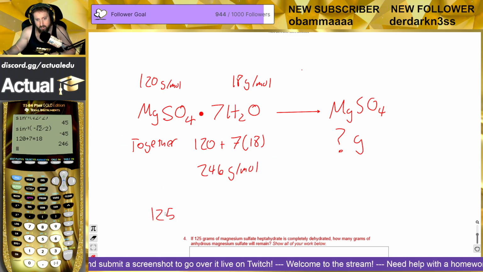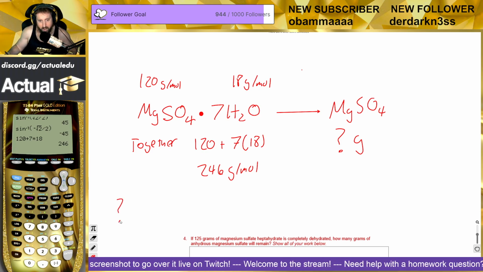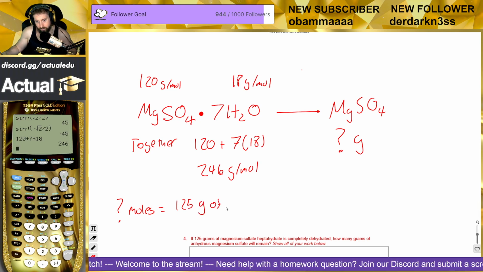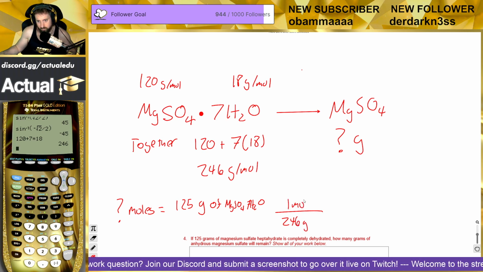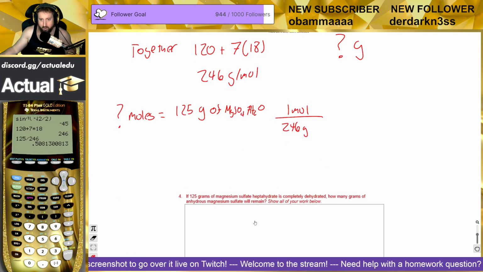So I'm going to say, okay, here's what we're going to do. How many moles is equal to 125 grams of MgSO4? And then I'm going to say, okay, well, there's 246 grams in 1 mole. That's what this means. That's the molar mass. So if we do 125 divided by that, that's going to get us 0.508 moles.